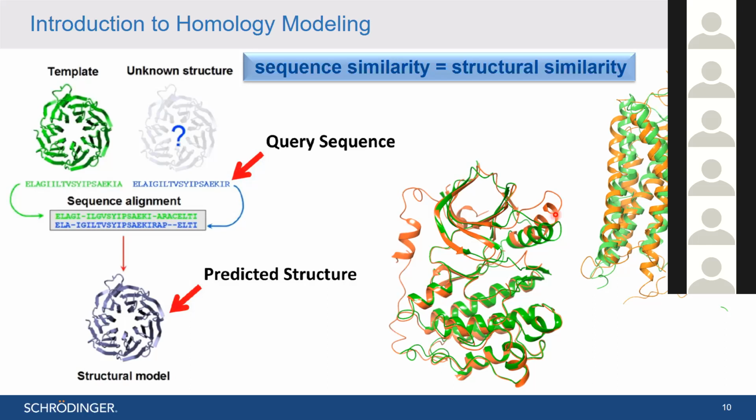Here you can see orange color and green color. The green color is your template structure, which is already available, and you try to build a structure exactly similar to the template structure for your target, for which you want to build a homology model. In this way, it builds a structure just similar to that of the template structure.